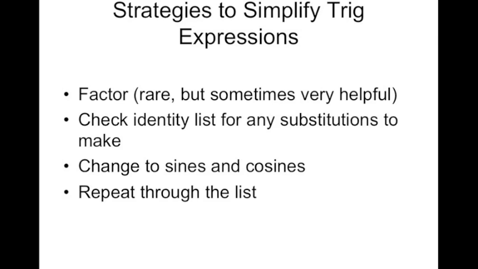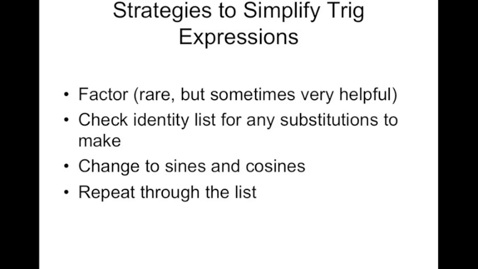Our third strategy is that we're going to change everything into being in terms of sines and cosines. All 6 trig functions could be written as either sine or cosine or both. So to limit the number of trig functions in the problem, sometimes we're going to change everything into sines and cosines.